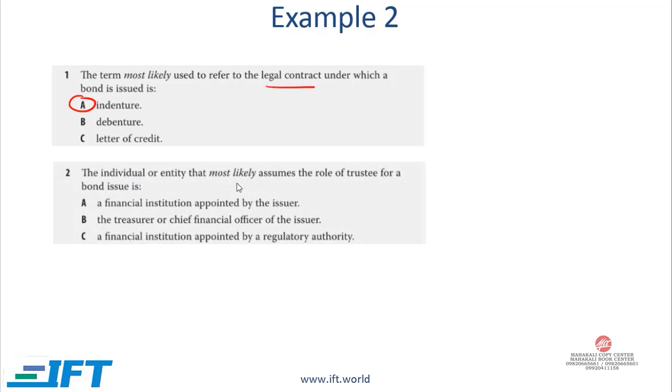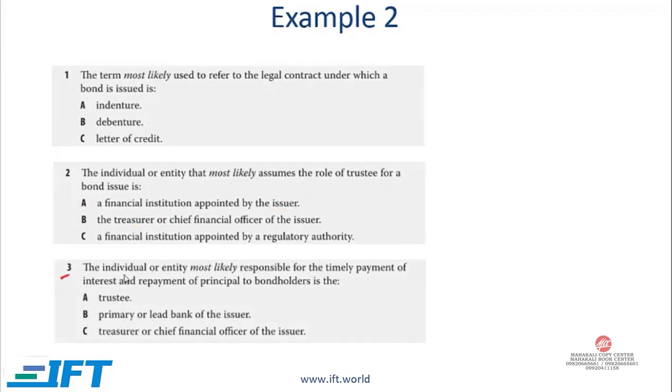The individual or entity that most likely assumes the role of trustee for a bond issue is whom? A financial institution appointed by the issuer. This looks right. Remember, we drew a picture identifying the trustee organization. The treasurer or chief financial officer of the issuer. This person would not be the trustee. A financial institution appointed by a regulatory authority. That's not true because, as we discussed, the trustee is appointed by the issuer, and typically the trustee is a financial institution.